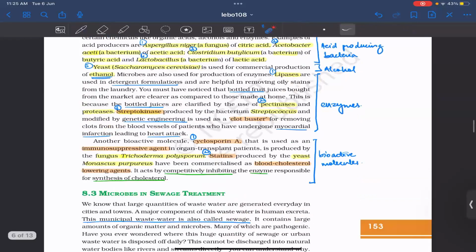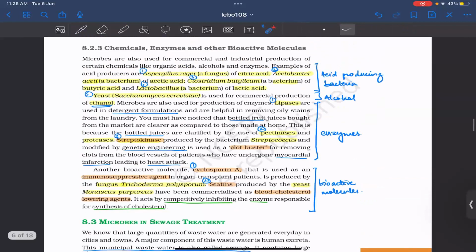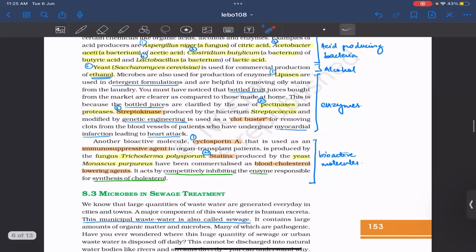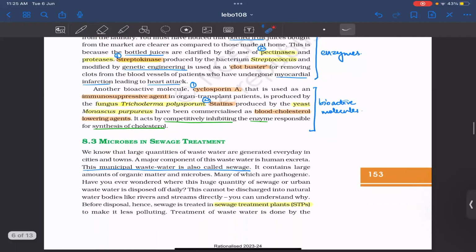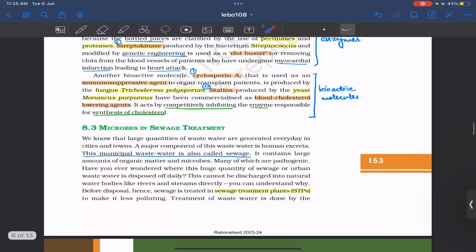Now here, how the questions are asked from this paragraph, they'll give you match the following. In one column, there will be the name of the organism, and in the next column, there will be the name of the substances they produce, and you need to match them accordingly. So you need to remember them properly. They also sometimes change the species name, so you need to take care of that since we need to stick to the NCERT.